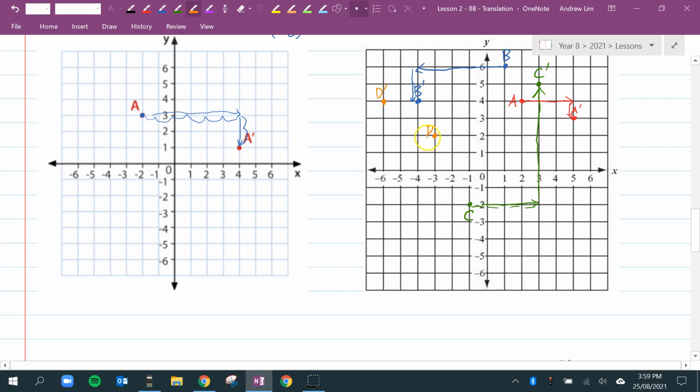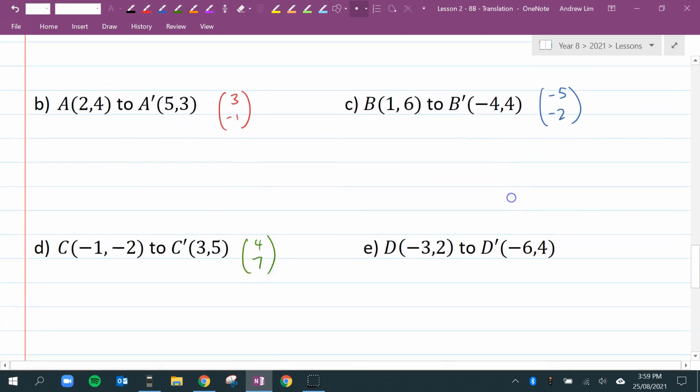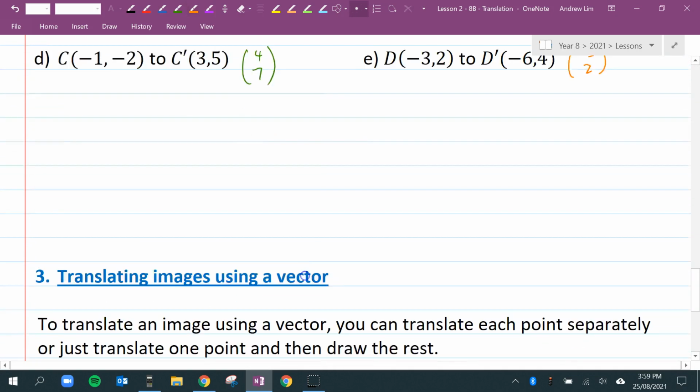Alright, so we need to move left, 1, 2, 3, and then go up. Remember, always going from the letter to the letter dash, original to its translated position. Left 3, up 2. Left 3 means we need to have a minus 3. Up 2 means it needs to be a positive 2.